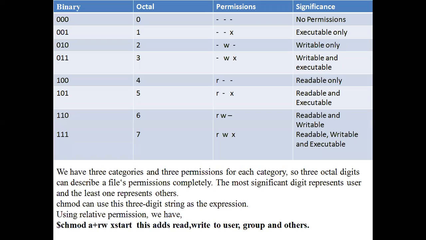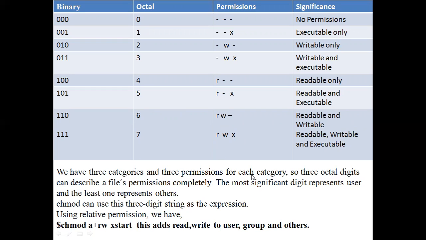So this is the table. As you can see here, if you give 0 as the octal digit, you are not allocating any permission for that category of user. If you use 1 as the octal digit, you are giving only the execute permission. 2 gives only the write permission. If 3 is the octal digit, you are giving write and execute. If 4, only read permission. If 5, then read and execute. If 6, then read and write. If 7, you are giving all 3 permissions: read, write, and execute.